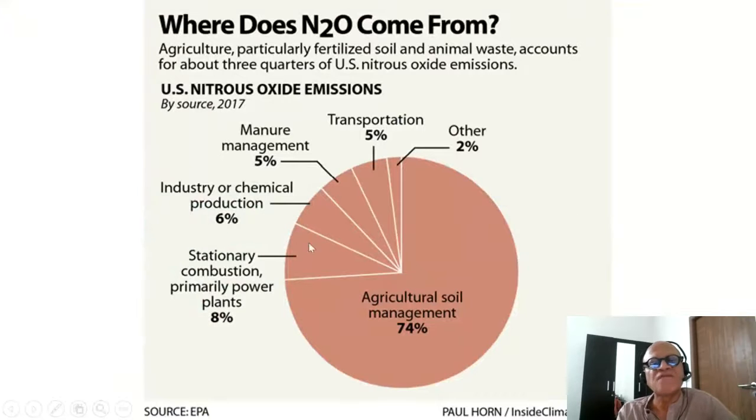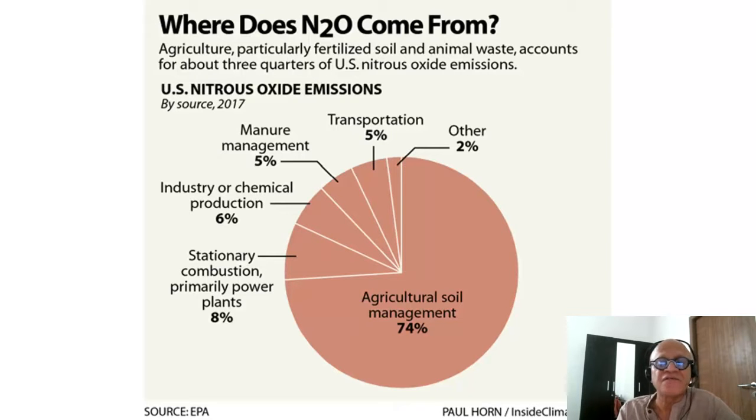Where does N2O come from? So here it is. Agriculture and soil management contributes almost 75% of it, so that's related to fertilizer use. Nitrous oxide emissions of the US by source here for 2017: transportation, manure management, industrial and chemical production, stationary combustion, and primarily power plants that are producing nitrous oxide as well.